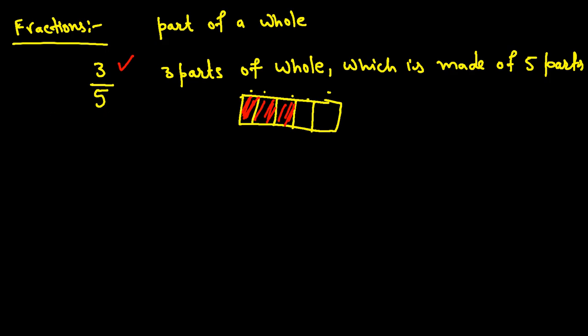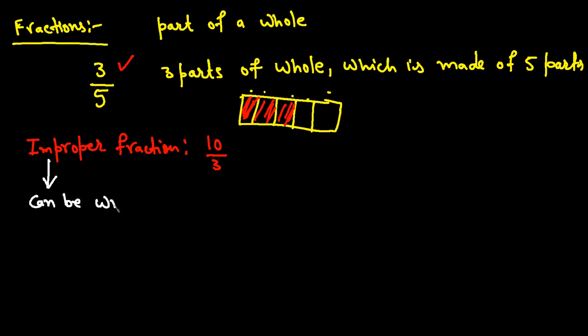Okay. And now a fraction that has numerator greater than denominator is called an improper fraction. So that's where the numerator is greater than the denominator. For example, if I got 10/3, that is an improper fraction. And an improper fraction can be written as a mixed number.